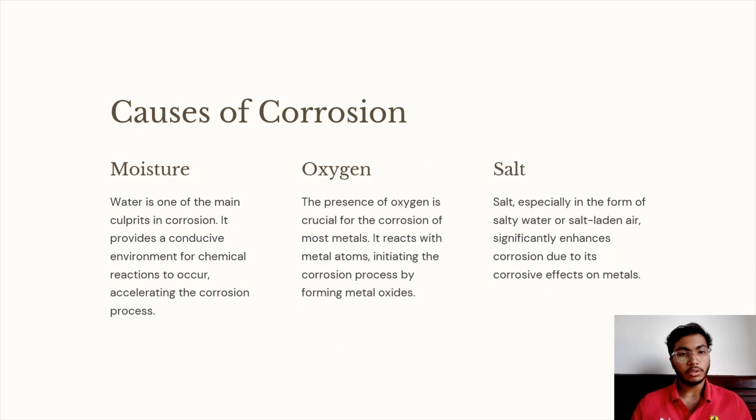Causes of corrosion. Moisture. Water is one of the main culprits in corrosion. It provides a conducive environment for chemical reactions to occur, accelerating the corrosion process. Oxygen. The presence of oxygen is crucial for the corrosion of most metals. It reacts with metal atoms, initiating the corrosion process by forming metal oxides. Salt. Salt, especially in the form of salty water or salt-laden air, significantly enhances corrosion due to its corrosive effects on metals.